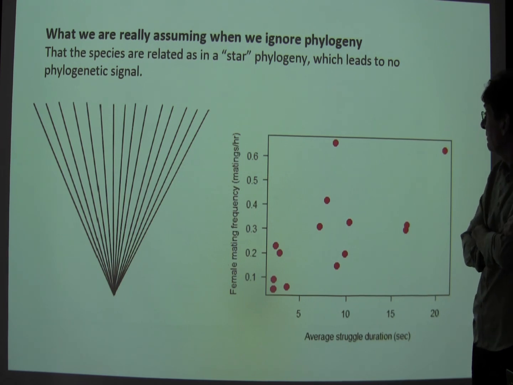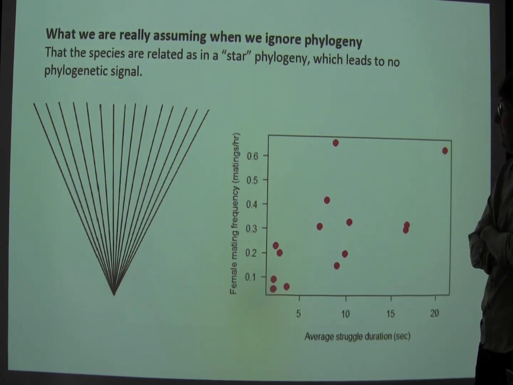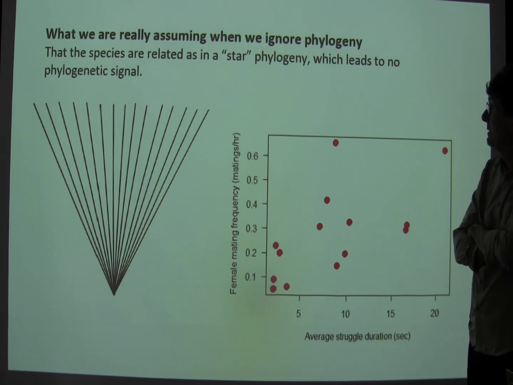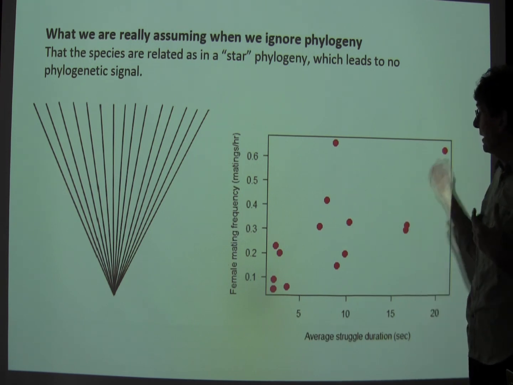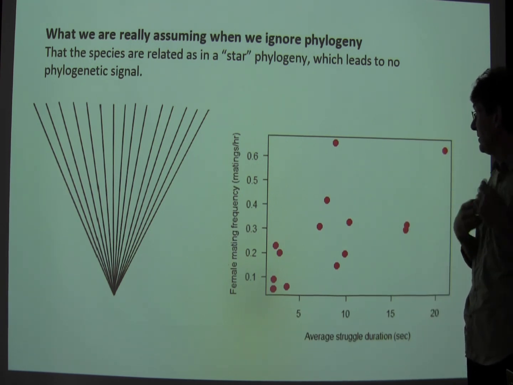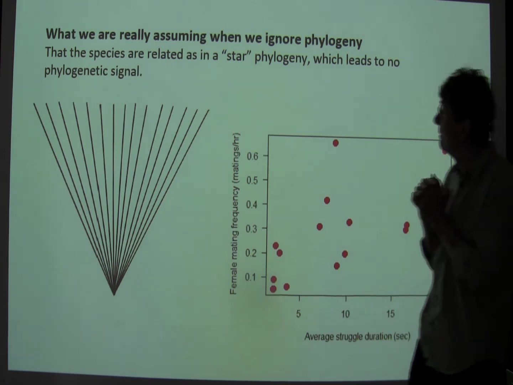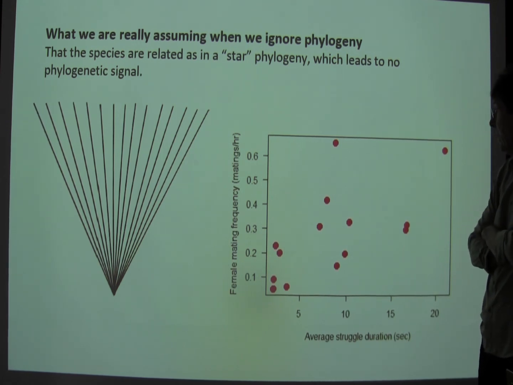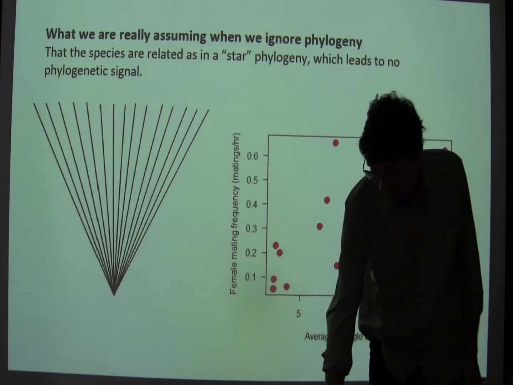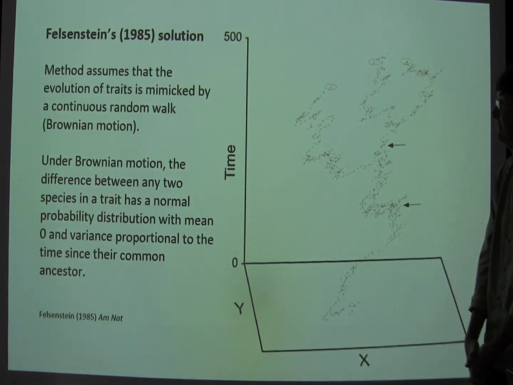So here again are the 15 species of water striders, and what the assumption of independence really means when applied to species data. When we just carry out an ordinary correlation between two variables using conventional statistical methods, we're basically assuming that the phylogeny looks like this. That's the only way in which the evolution of every pair of species is independent of the others, since their common ancestor. But of course, real phylogenies don't have that property.